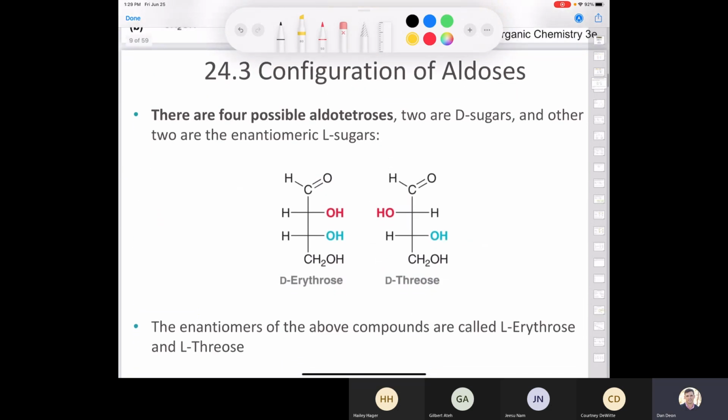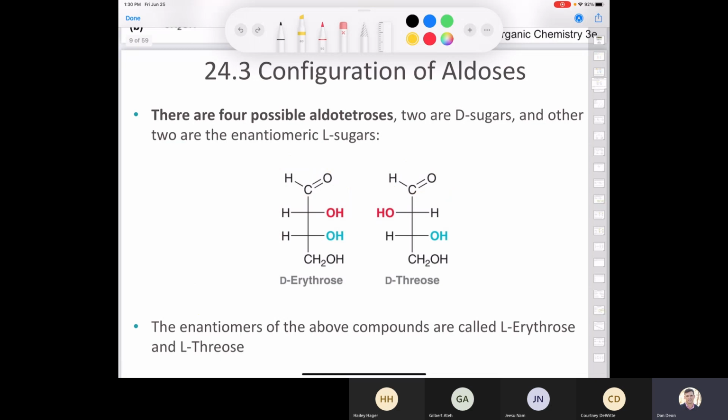All right, let's move on, and let's talk about the configuration of an aldose. So let's talk a little bit more about aldoses. We've talked about what a ketose is and what an aldose is. An aldose is when we have an aldehyde in our monosaccharide, right towards the top. We always write the most oxidized carbon at the top of our Fischer projection. It's always going to be written that way, that the most oxidized carbon is put on the top of the Fischer projection, or towards the top.